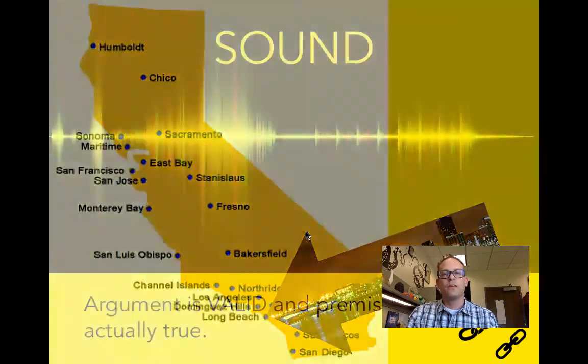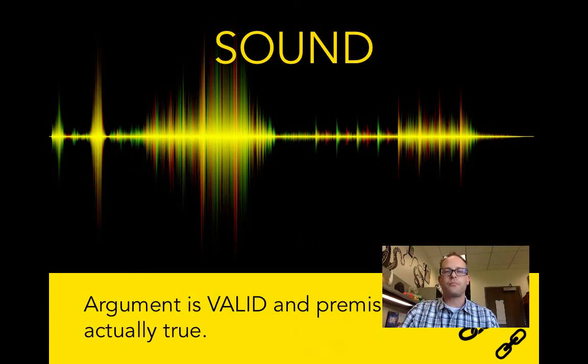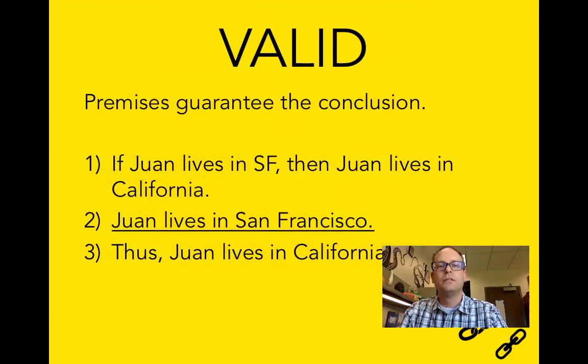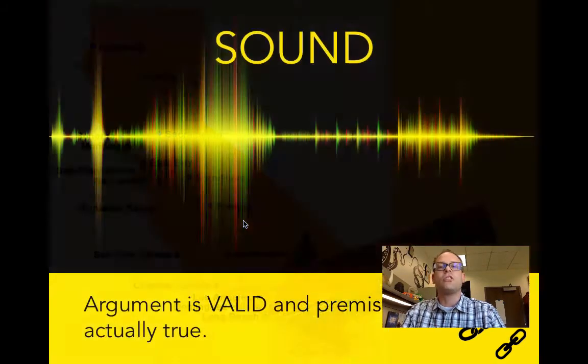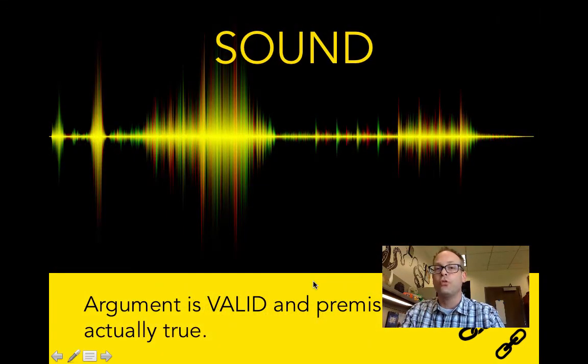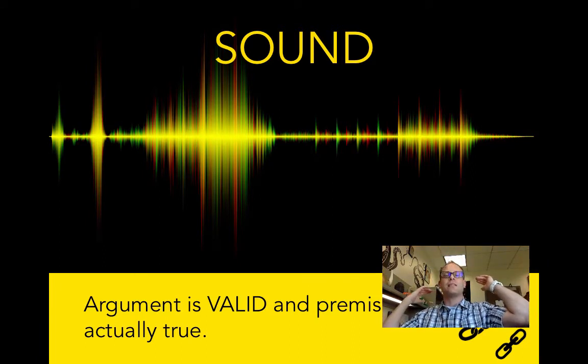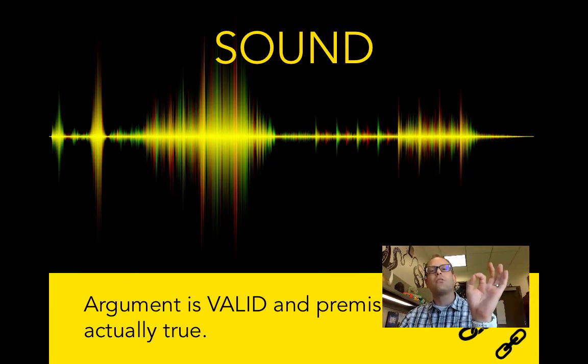are true. All right. Now, notice that I can talk about 1 and 2 and say if 1 and 2 are true, 3 follows. But I haven't actually said whether 1 and 2 are true or not. Maybe Juan doesn't live in San Francisco, right? Maybe he lives somewhere else. When I start talking about whether or not the premises are true, then I'm talking about an argument being sound. So a sound argument is a valid argument. It's just got premises that are actually true.